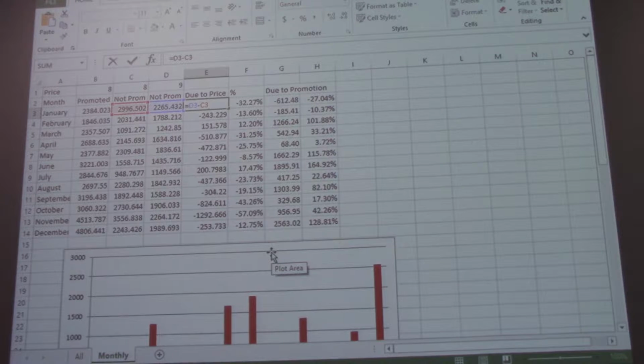So due to price, what we just did was we subtracted D3, which is $9, the non-promoted price, sales along the non-promoted demand curve. We subtracted that from the promoted price of $8, but along the non-promoted demand curve, right? Does everybody see that? Yeah. So we do that. And we got 731 cases.